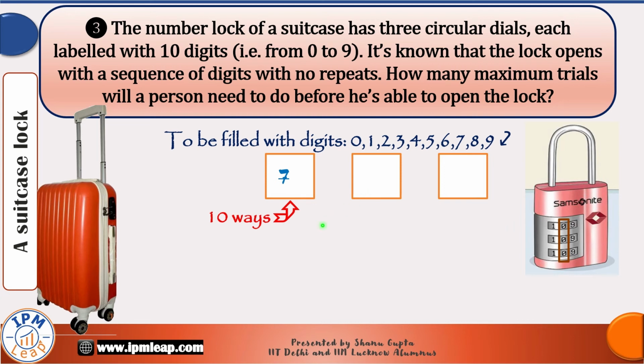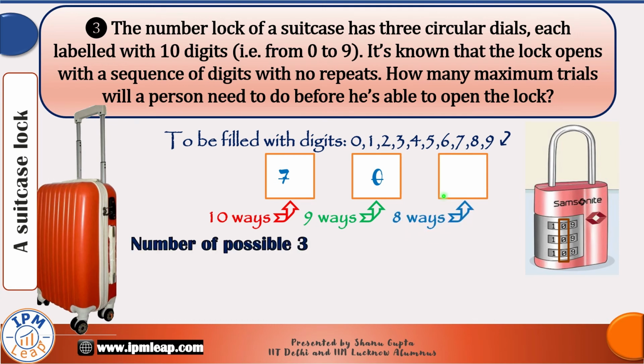For the second place, we are left with 9 digits only. Similarly, after filling the first 2 digits, we will be left with only 8 digits to choose from for the third place. So together, these 3 places can be filled in 10 into 9 into 8. That is 720 ways. And there will be as many number of possible 3-digit codes.